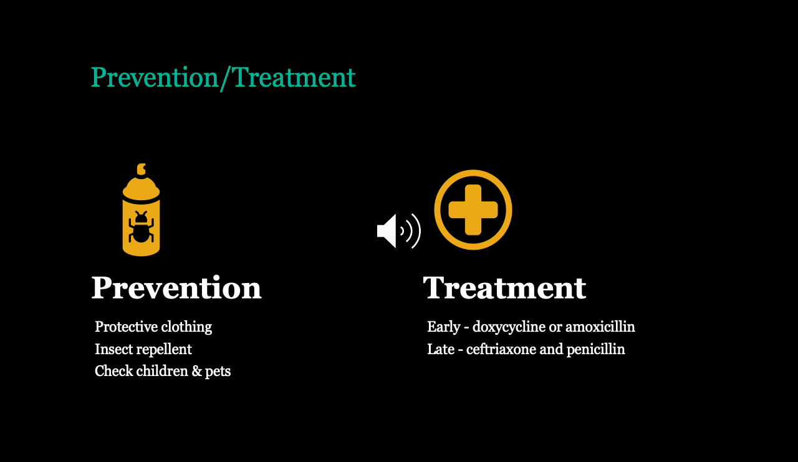Prevention of Lyme disease can be done by dressing appropriately while doing outdoor activities, for example wearing boots and long leggings, or using insect repellent like DEET. Check children and pets if they've been playing outside, and make sure to use an anti-tick medication on your pets.